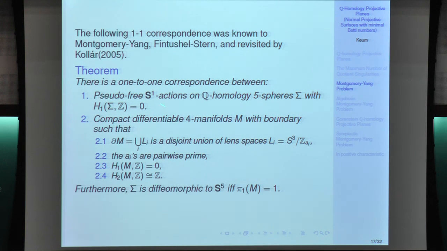So from any such pseudo-free circle action, you can get such a compact manifold by taking the quotient in the orbifold, and conversely, given any such M satisfying this, you can get a circle action. Furthermore, such a sigma is different from S5 if and only if M is simply connected. So the classification of this and the classification of this are equivalent.